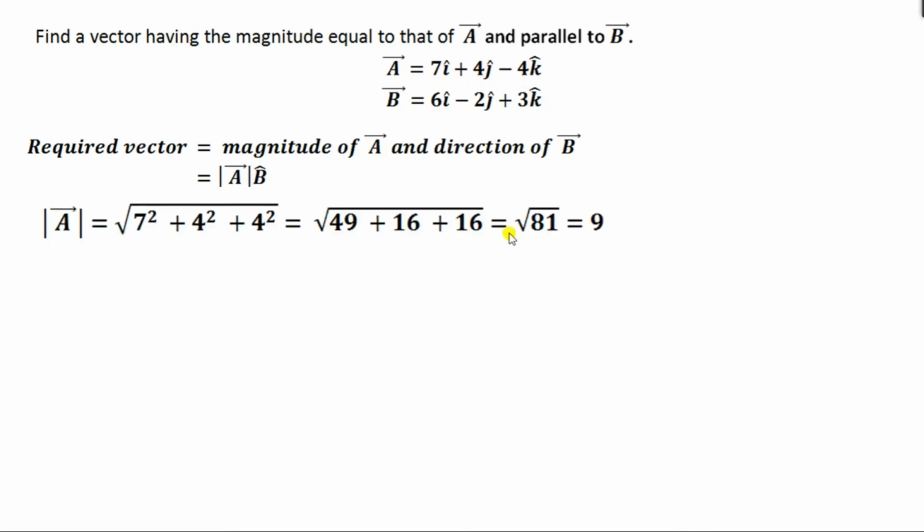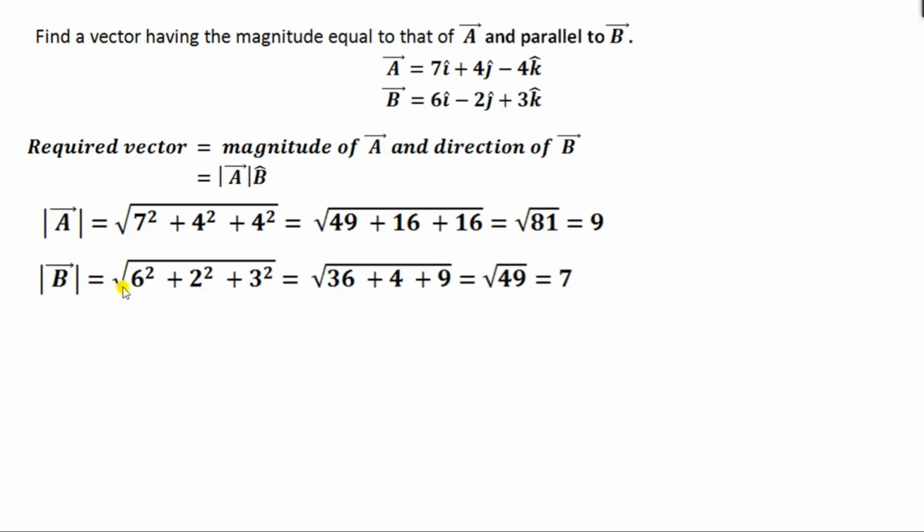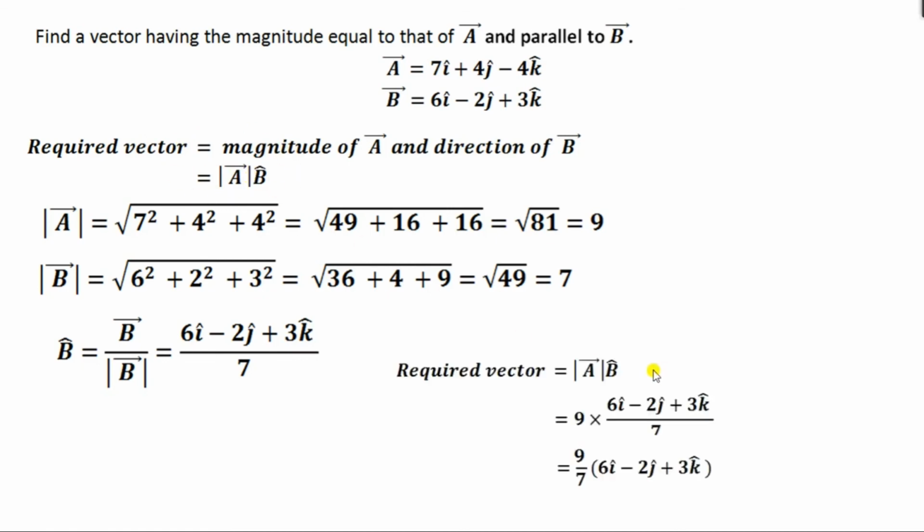This will come as 9, and now we have to find the unit vector of B. The magnitude of B is given by root over 6 square plus minus 2 square plus 3 square, that will come as 7. The unit vector along B is given by B vector by magnitude of B. So this is the B vector, 6i minus 2j plus 3k, and the magnitude is 7. Now our required vector is given by magnitude of A times unit vector of B. The magnitude of A is 9 and the unit vector of B is this. When you multiply this you will get your vector.